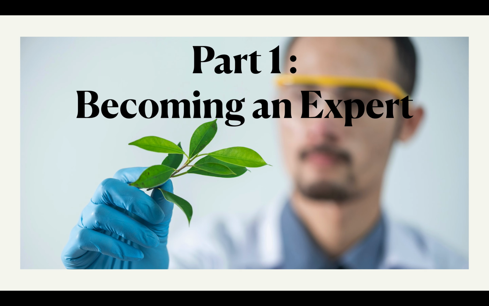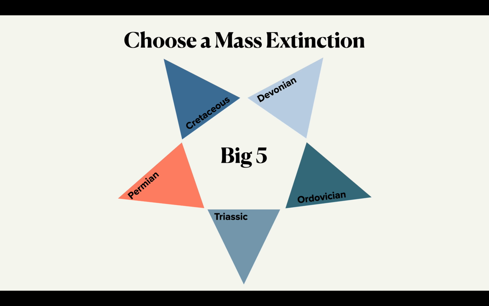So the first step, part one, is becoming an expert on one of your chosen mass extinctions. There are the big five mass extinctions: Cretaceous, Devonian, Ordovician, Triassic, and Permian. You can choose whichever one you would like. It does not matter to us.